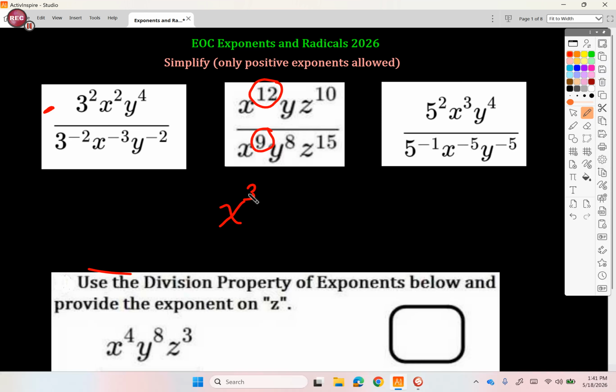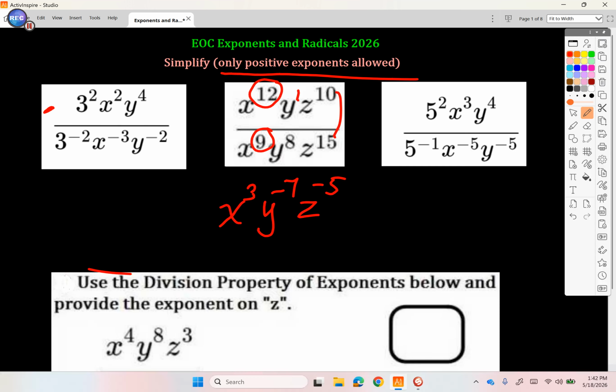If you don't see an exponent on a variable, it's a 1. So in this case, you're subtracting 1 minus 8, which gives you -7 exponent. And 10 minus 15 gives you -5 on the z. Now you can't leave it like that, right? Because it says only positive exponents.